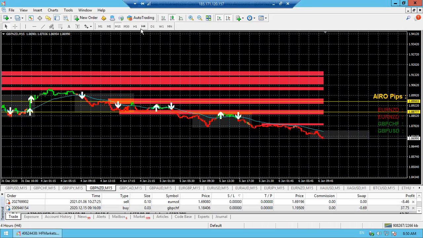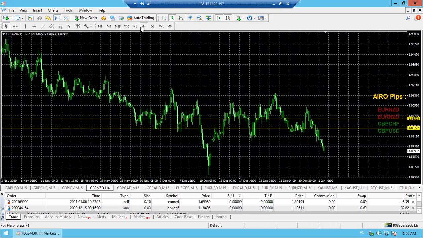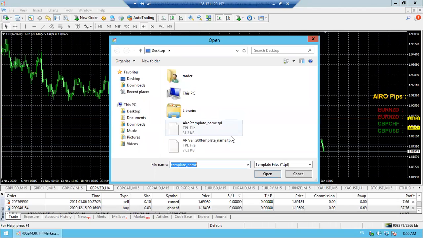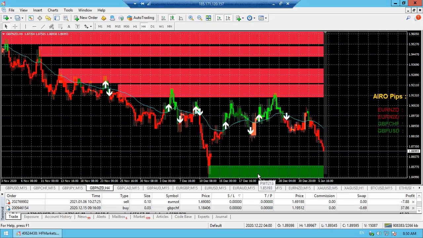So, we move to 4 hours. Let me load up my templates. So I save this template here. It's the settings I use for the arrow indicator. I just saved it so I don't have to stress myself to set it all the time. It leaves my chart, so I just click and it falls back up.